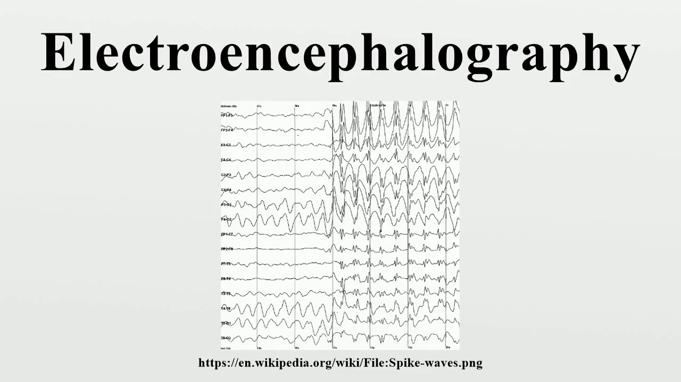EEG can also be used in intensive care units for brain function monitoring, to monitor for non-convulsive seizures, non-convulsive status epilepticus, to monitor the effect of sedative anesthesia in patients in medically induced coma, to monitor for secondary brain damage in conditions such as subarachnoid hemorrhage.